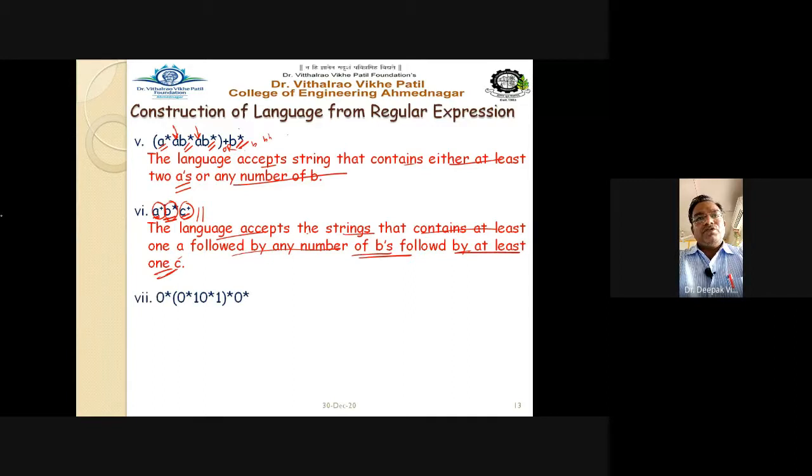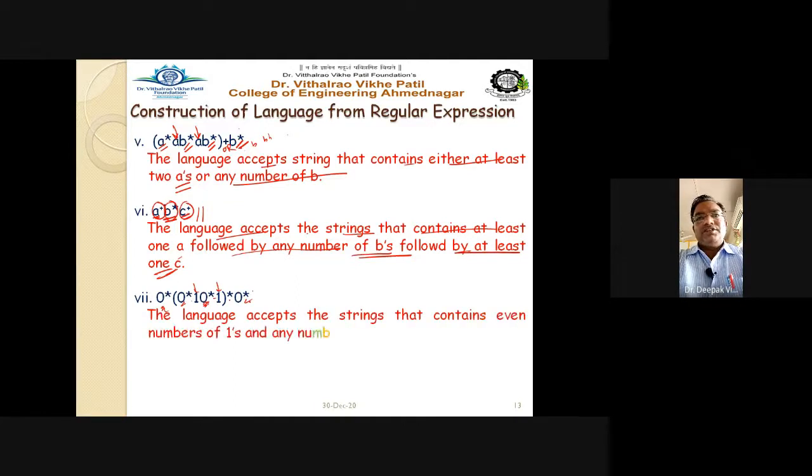Next example, 0 raised to star into bracket 0 star dot 1 dot 0 raised to star dot 1 out of bracket raised to star dot 0 raised to star. So this 1 is compulsory and this 1 is compulsory, and any number of occurrences of 0 are possible. For this I can write the language that accepts the strings that contain an even number of ones. Yes, two ones are compulsory, and any number of zeros are possible in such a type of regular expression, right?